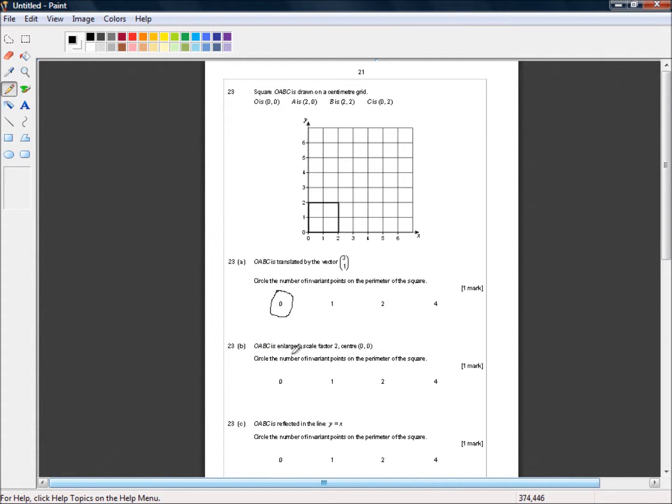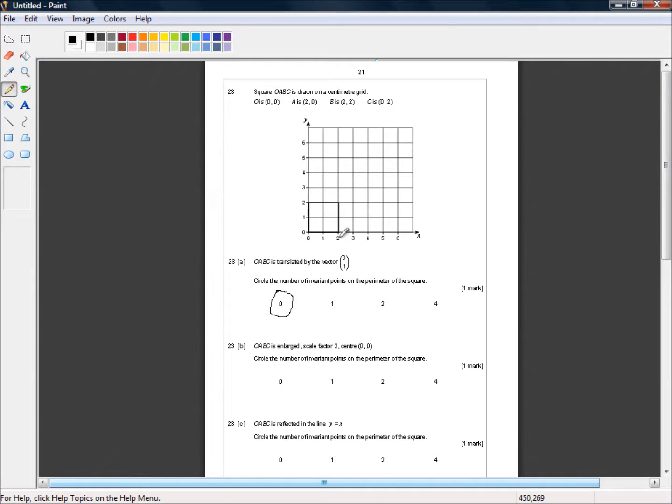23b, OABC is enlarged scale factor 2 centered on 0, 0. Circle the number of invariant points on the perimeter of the square. Well, this square is basically being doubled in size, so it's going to go all the way up to 4 and up to 4. So every single point on this square, even the fractions between the units, they're all going to be doubled in size.